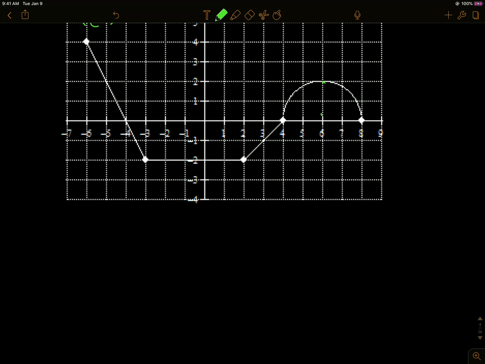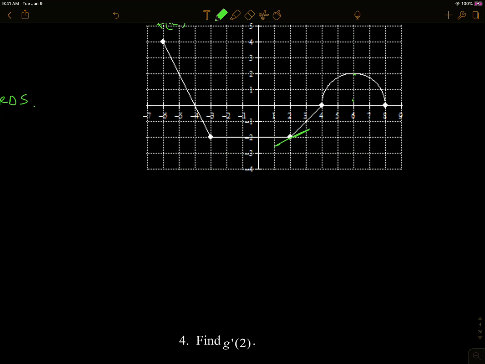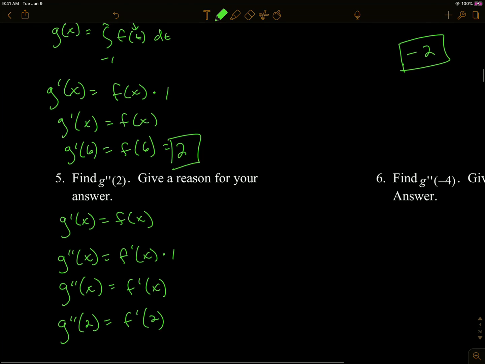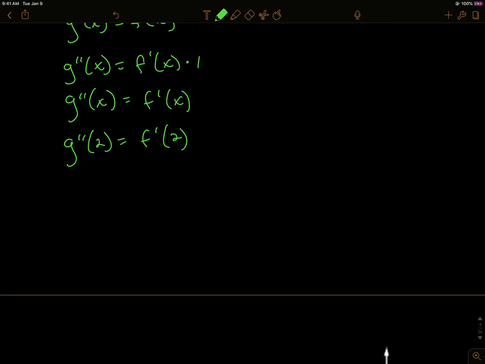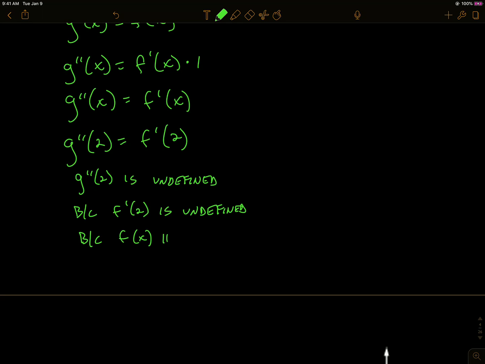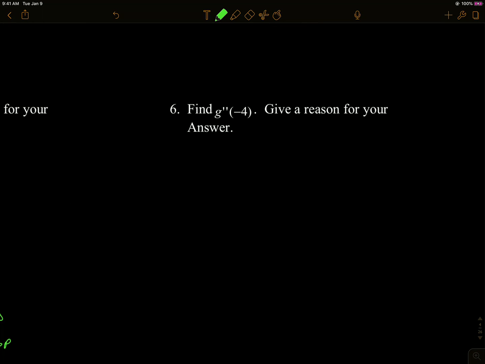At an x value of 2, again, we have a cusp here, looks undefined, right? So we're going to say, and it says give a reason, so we're going to say that g double prime of 2 is undefined because f prime of 2 is undefined, because f of x has a cusp at x equals 2.